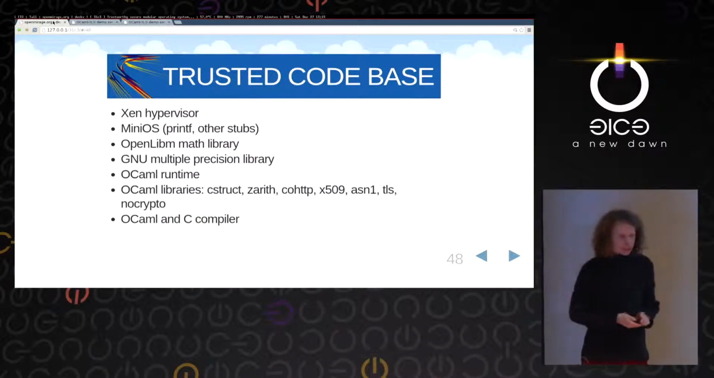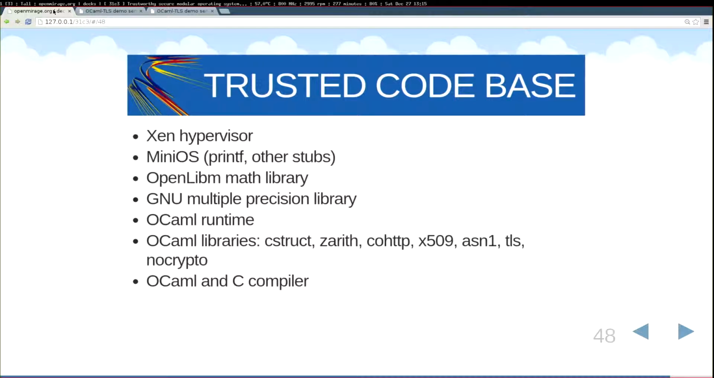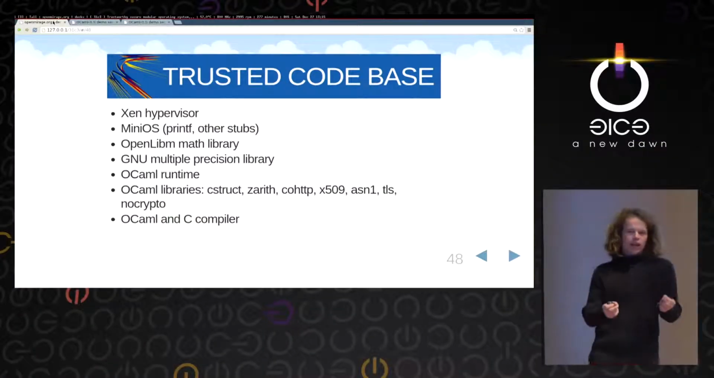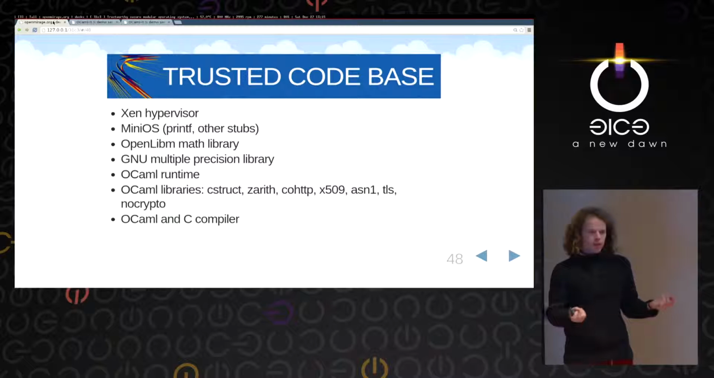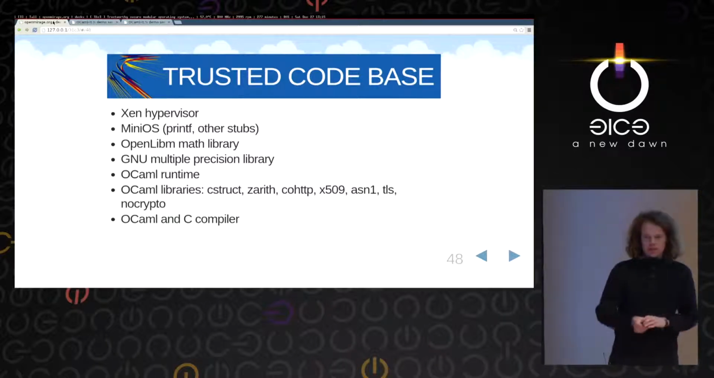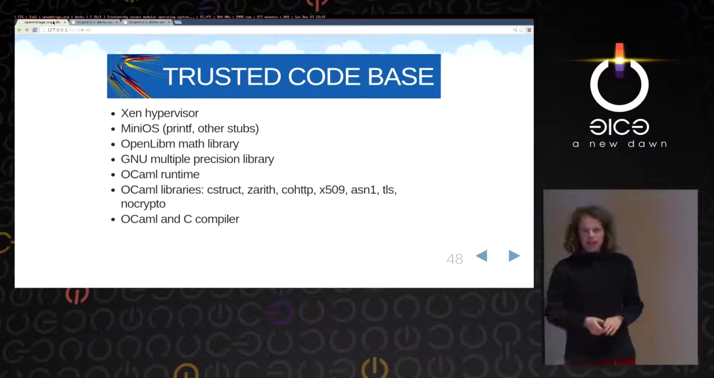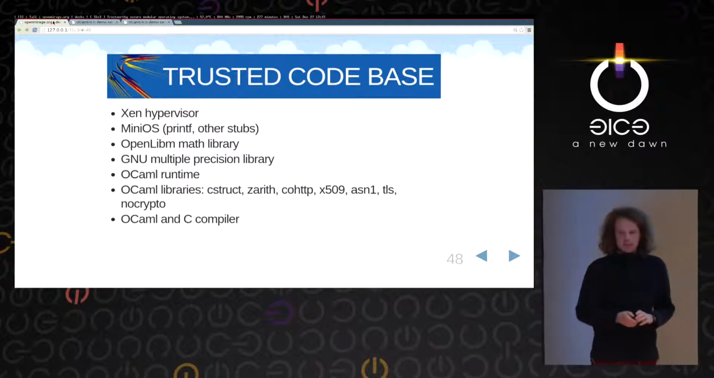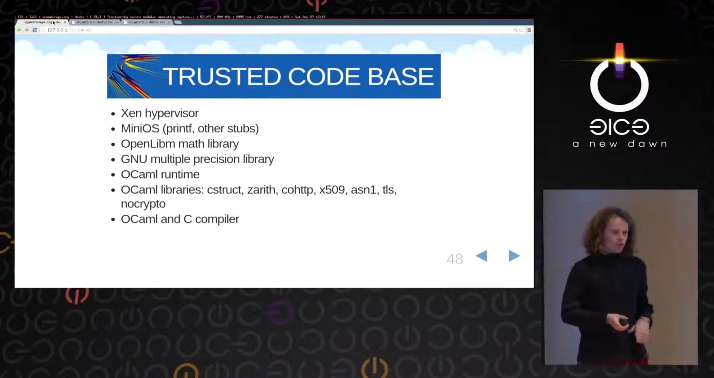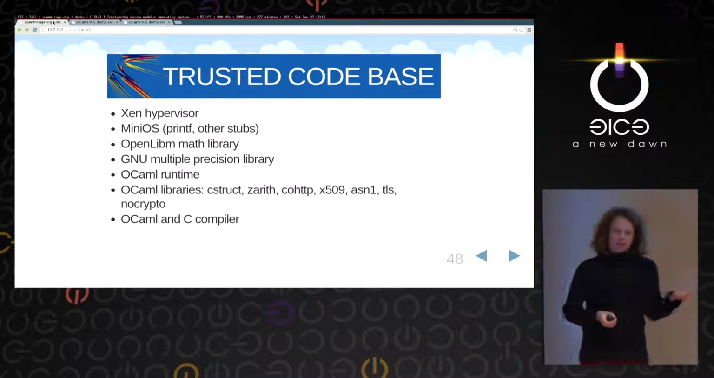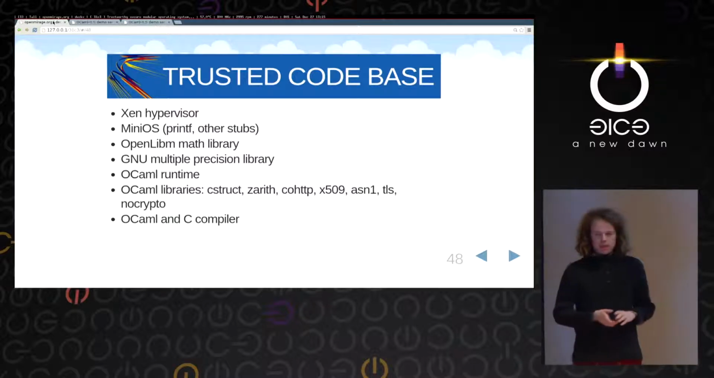And what is a trusted code base in our scenario? So I started this talk with the trusted code base, and I want to also conclude what the trusted code base of Jackline, my instant messaging client, is. Well, it's a Xen hypervisor because it runs on Xen, and on top of that we have a library called MiniOS, which provides you with some stubs and printf functionality. Then we use OpenLibM as a math library. We use GNU GMP for the big number arithmetic.